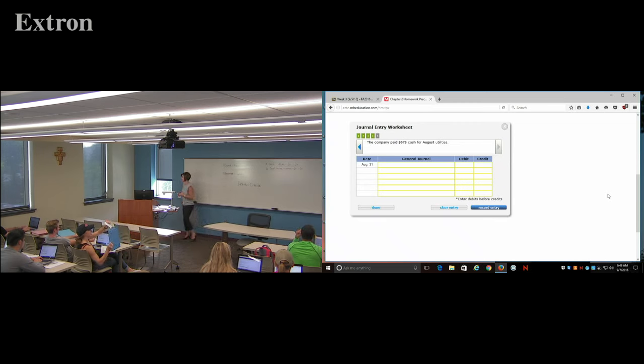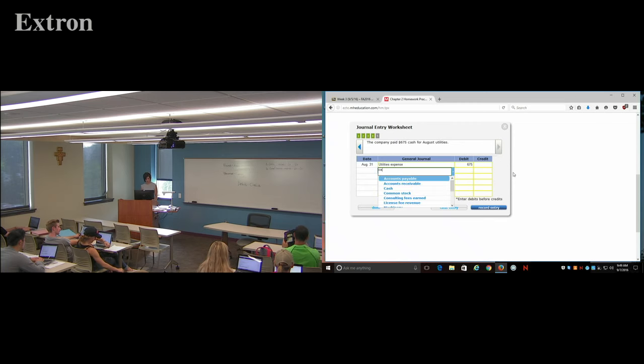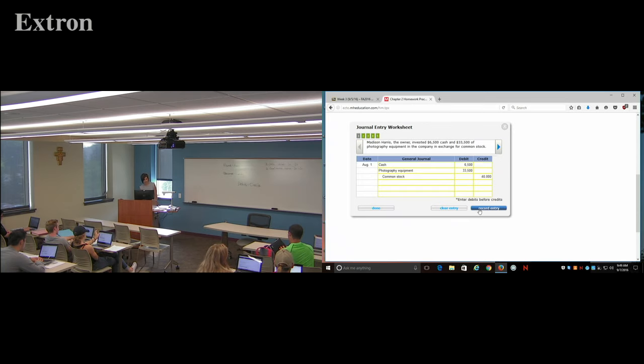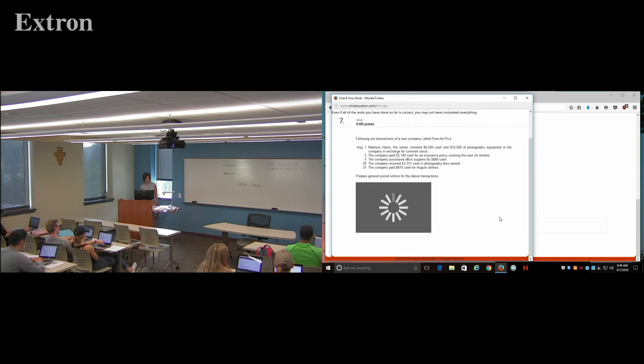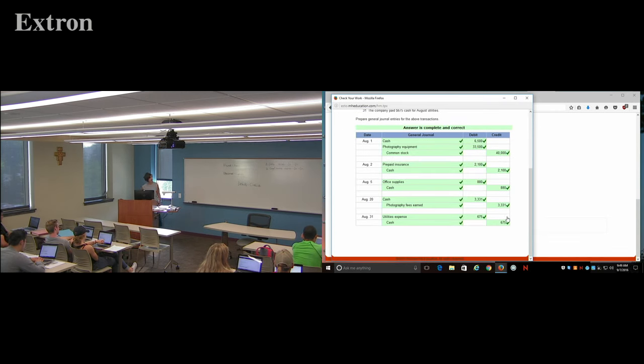So how do we increase an expense account? With a debit. So utilities expense, okay? We're going to debit for $675. What are we using? We're using cash. And cash is going to go down, so we want to credit cash. All right? So I can check my work again. And look, there are all my entries all together nicely. It says the answer is complete and correct.